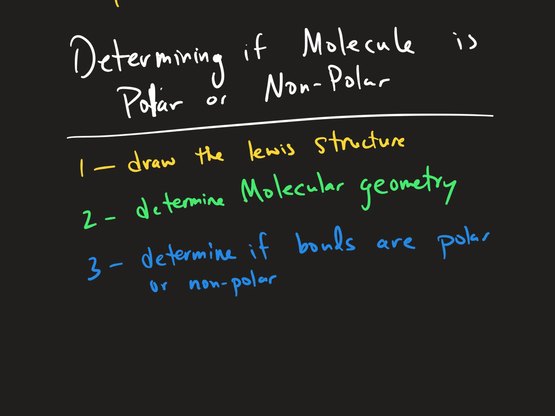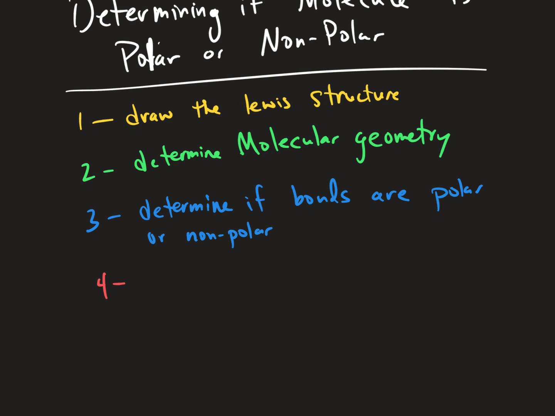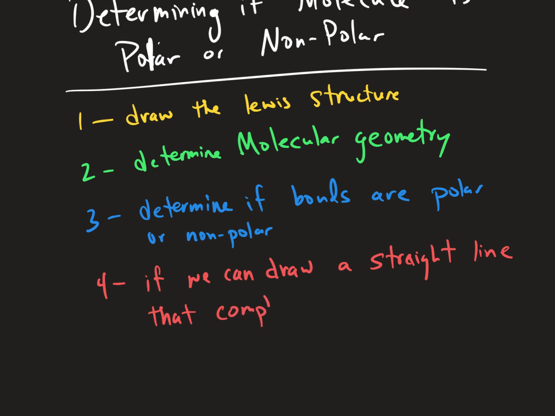And then the last step is, I should word this. If we can draw a straight line that completely separates the positive end from the negative end, then it's polar. If not, then it's nonpolar.